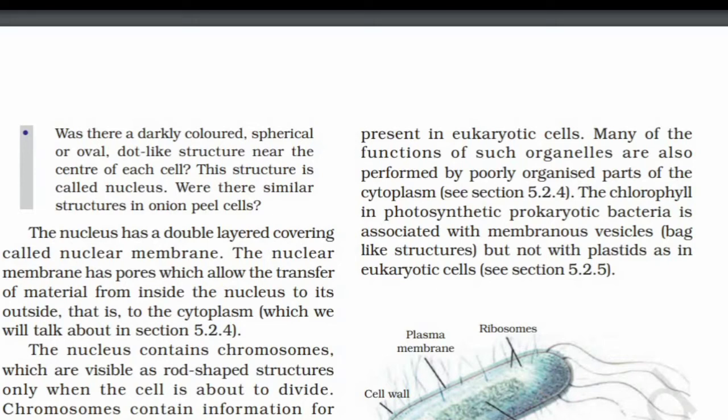The chlorophyll in photosynthetic prokaryotic bacteria is associated with membranous vesicles, bag-like structures, but not with plastids as in eukaryotic cells. Now see the difference. The chlorophyll in photosynthetic prokaryotic bacteria, which don't have nuclear membrane, is associated with membranous vesicles. Vesicles are the bag-like structures, but not plastids. But in eukaryotic cells, there are plastids for this function.